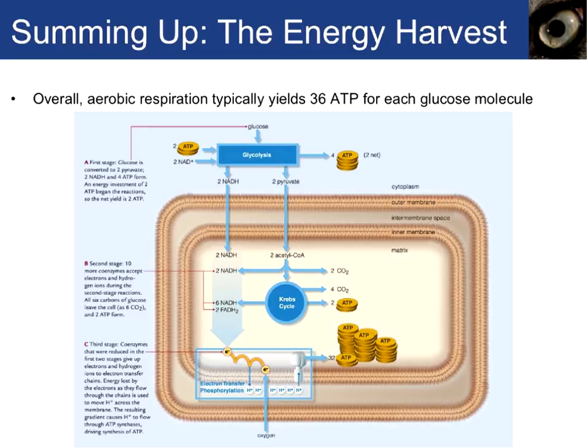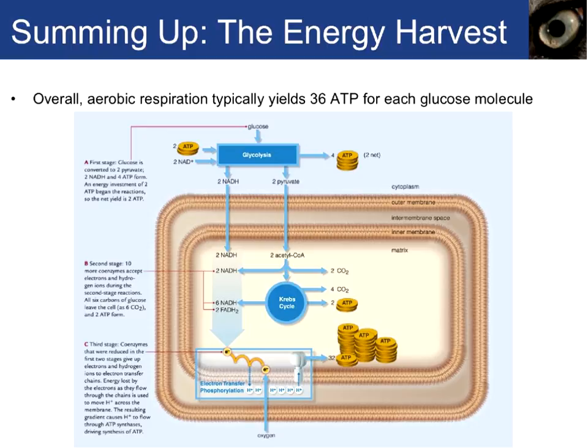So this slide sums up what's going on in each of these steps. To really make sure you understand what's going on in this slide, like I said, it's basically a summary. But overall, aerobic respiration typically yields 36 ATP for each glucose molecule. So remember, aerobic respiration is only going to happen in the presence of oxygen. So with aerobic respiration, you have 32 ATP forming in that third stage. So the total 36 is kind of an average.